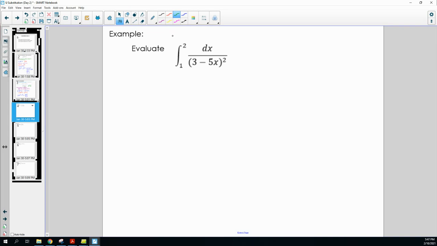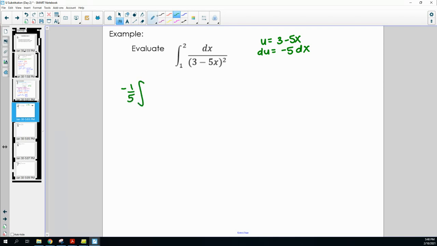So for method 2 in this one, I'm going to identify u as my inner function, which is 3 minus 5x. So du is going to be negative 5 dx. And I don't have a negative 5 with the dx. I only have a dx. So I have to pull out that negative 1/5. So negative 1/5 is going to come out.